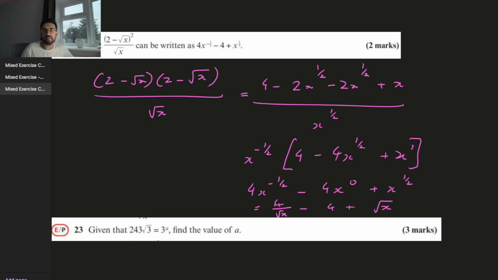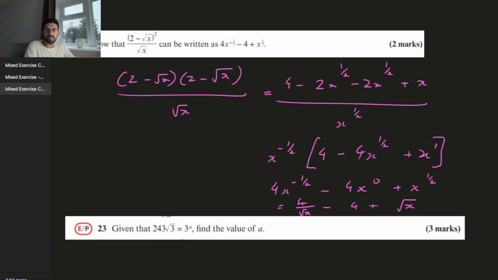It's exactly the same thing. Okay, 4x to the power 0 is just 4, because x to the 0 is 1. That's it. Finally got my words out.